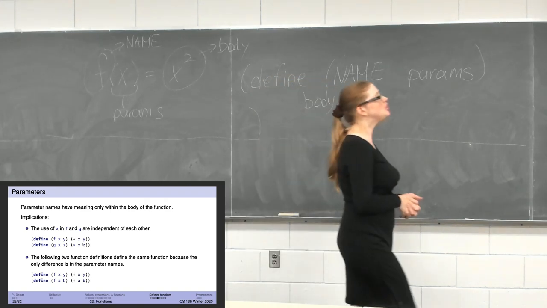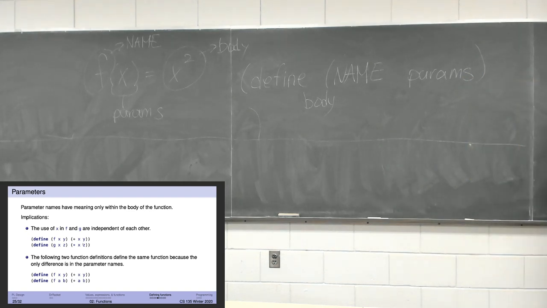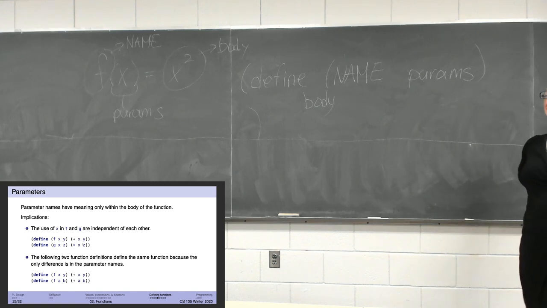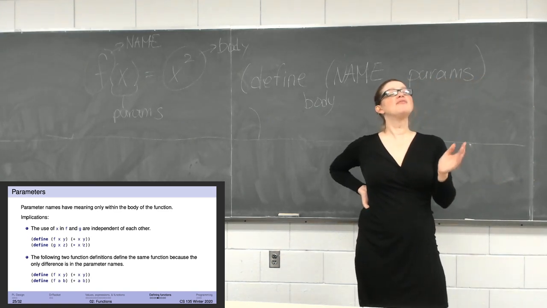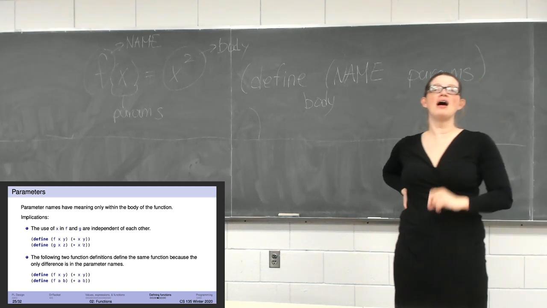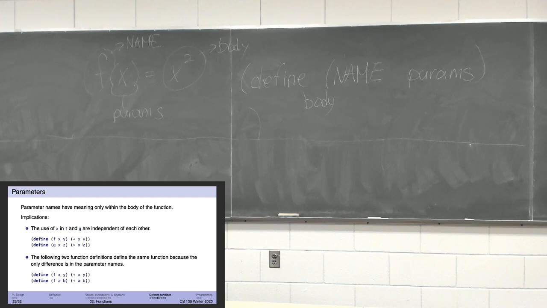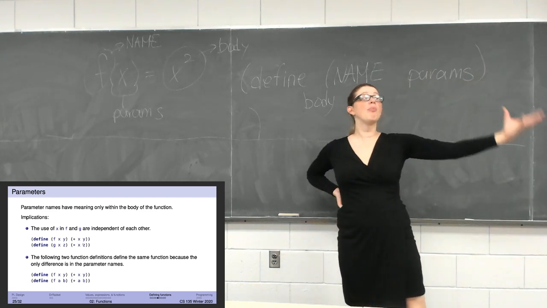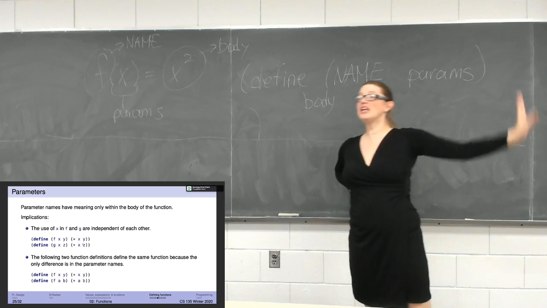Now, what happens when we have parameters? So here we have two functions, f and g. And function f takes parameters x and y, and g takes x and z. A lot of people ask, well, isn't this x this x? These two functions have the same parameter name. Isn't that a collision? It's not. Parameters only have meaning inside the body of the function. So this x only has meaning inside the body. This x only has meaning inside the body. These parameter names, x and z and x and y, have no meaning whatsoever outside the body of that function. No meaning.